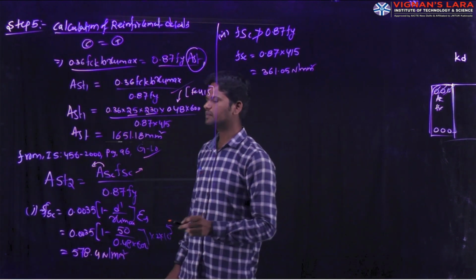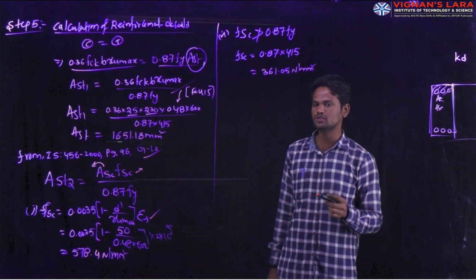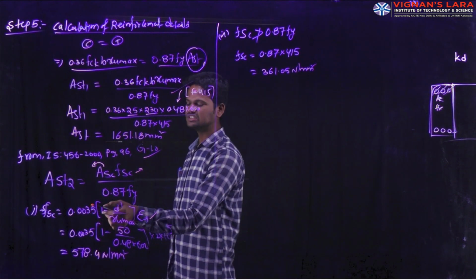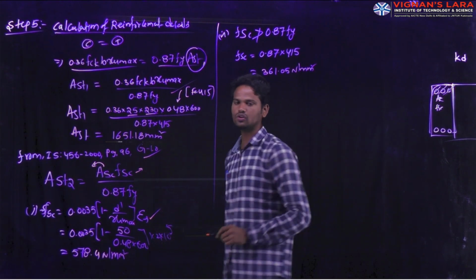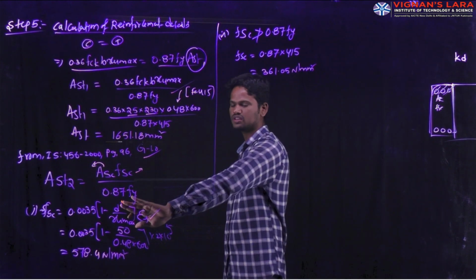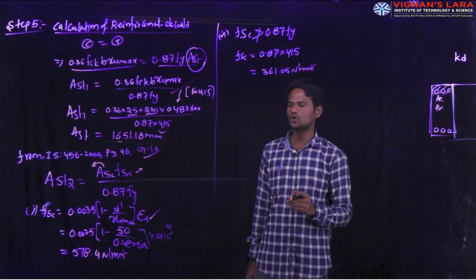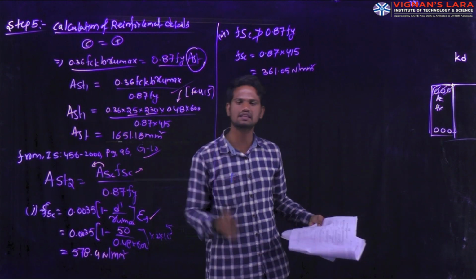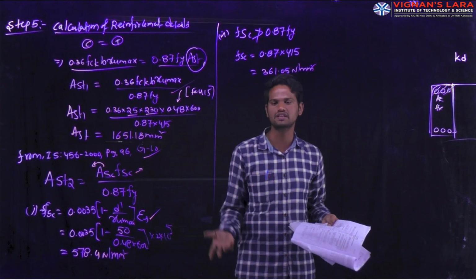How we are calculating this FSC value, we have already discussed while deriving the design of a doubly reinforced beam. FSC equals 0.0035 into 1 minus d dash by xu max into Es. Without getting this xu, if you are not substituting this Es value, from the graph of IS 456 2000 for the corresponding strain in the concrete, we can calculate the stress in the steel from the graph.